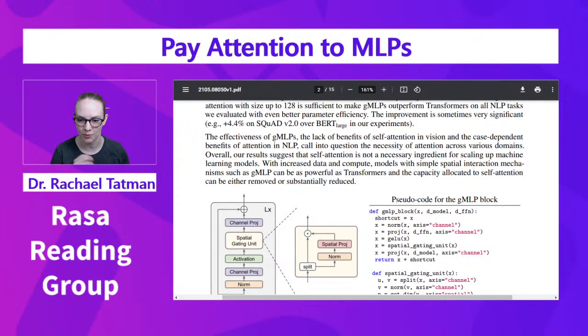With increased data and compute, models with simple spatial interaction mechanisms such as gMLP can be as powerful as transformers, and the capacity allocated to self-attention can either be removed or substantially reduced. So they're suggesting in instances where you don't have two strings and you're finding correspondences between them, you don't need attention at all. And when you are in that situation, you can have a little bit of attention, but you can remove most of it and replace it with this architecture that has fewer trainable parameters.